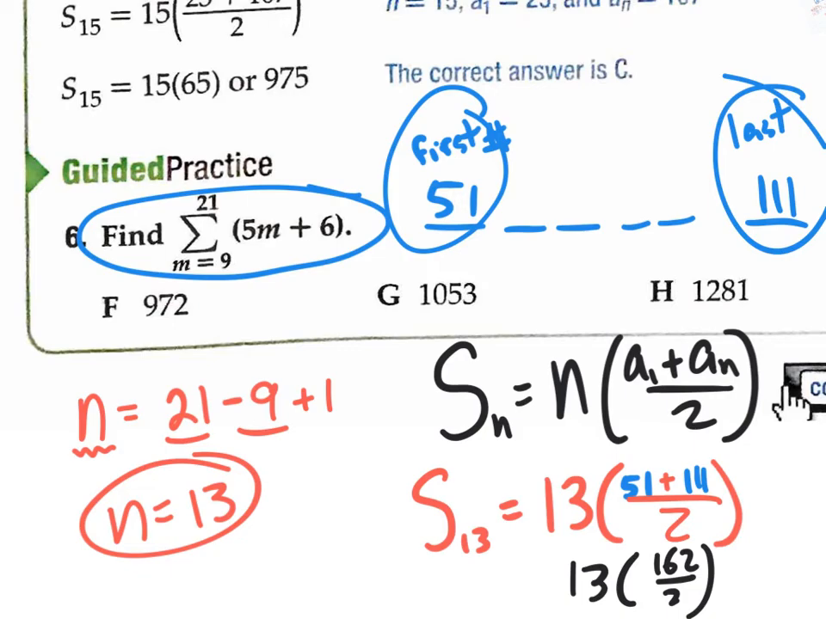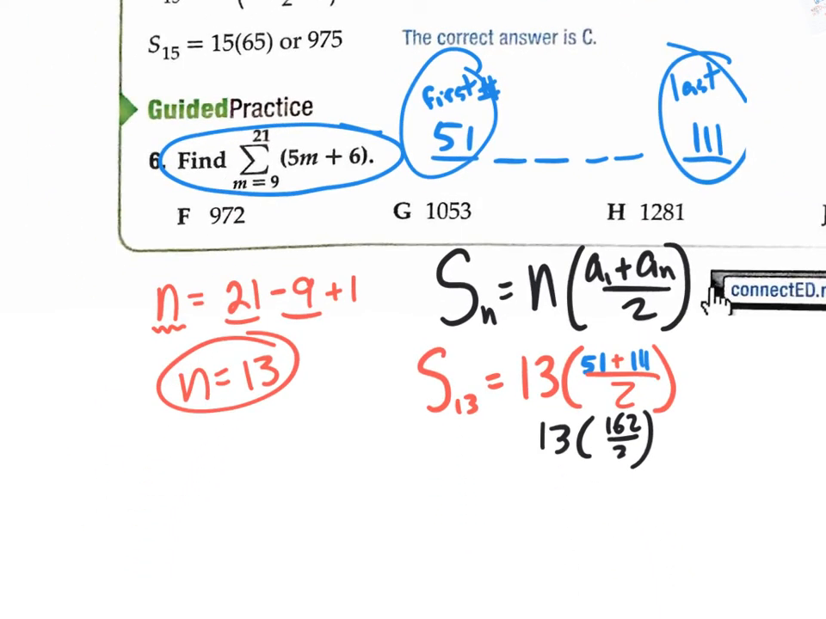And 162 divided by 2 is 81. I just did that on the calculator. So you really have 13 times 81. Final answer will be 1053. And don't think I did that in my head. I have my calculator right here. So the summation of these 13 numbers is 1053.